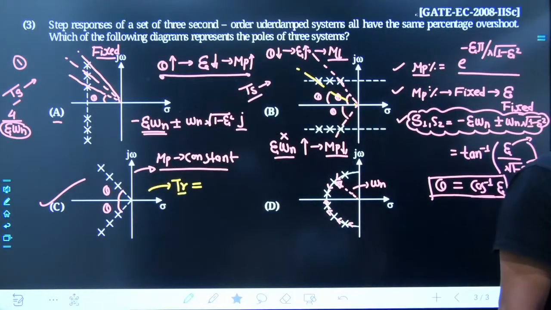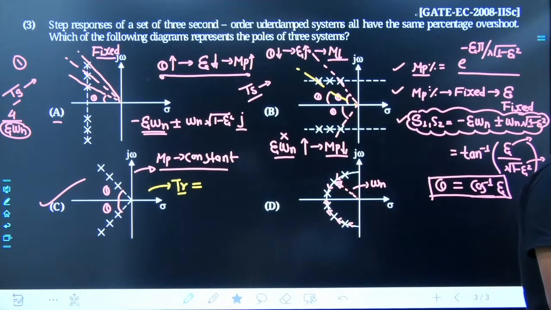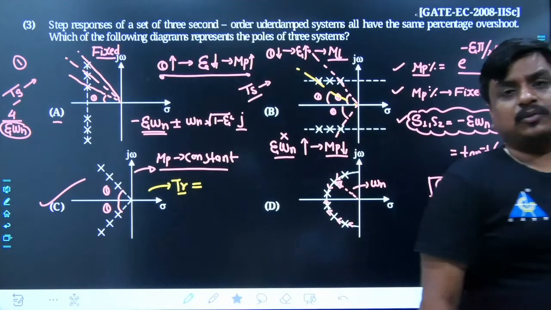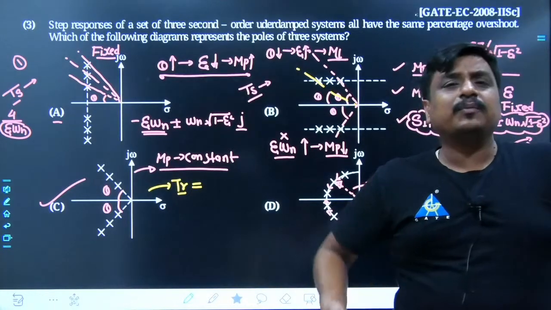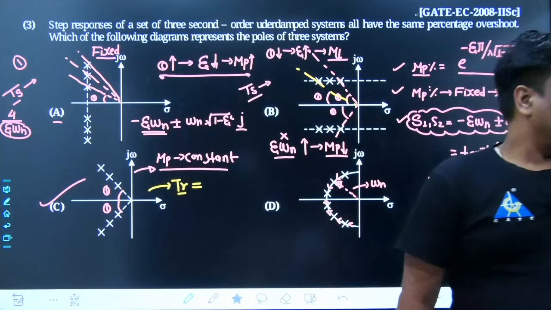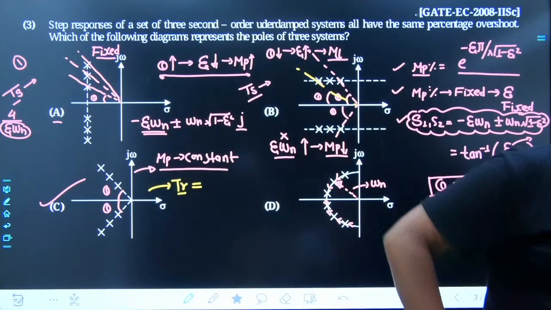So far I had taken the reference of settling time. For C, I have been taking the reference of rise time. Why am I doing so? So that you will have a fair idea that in future they may ask problems based on the concepts of settling time, rise time, delay time, and they can frame different kinds of problems.